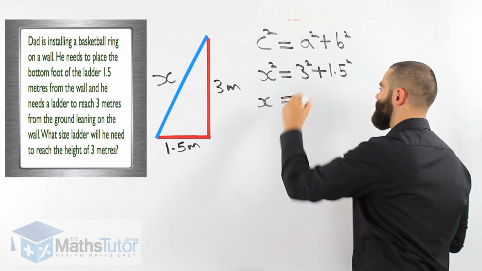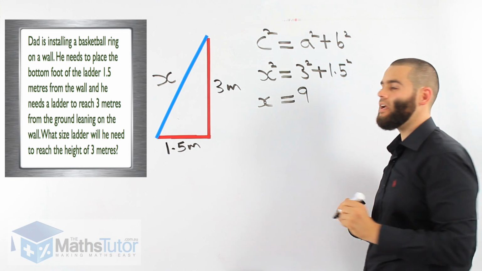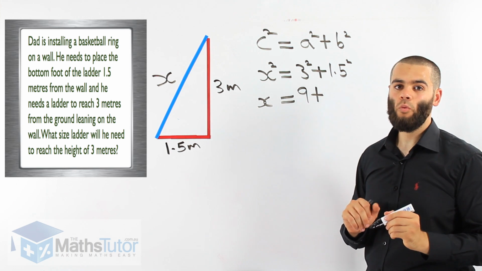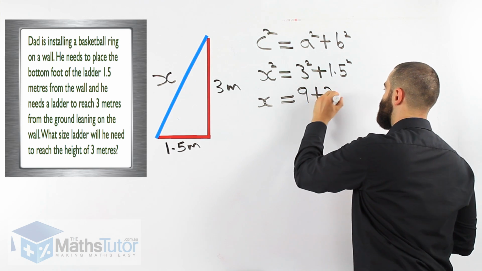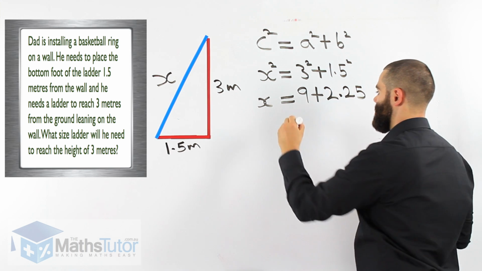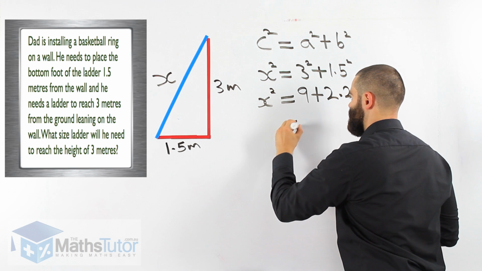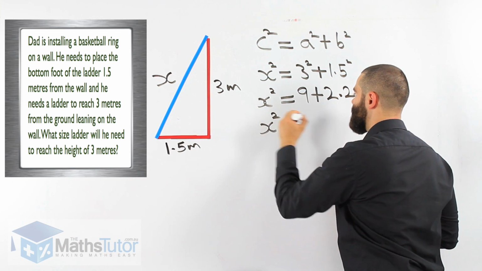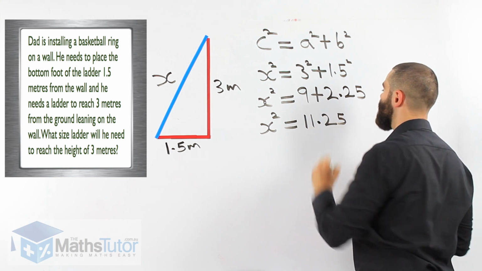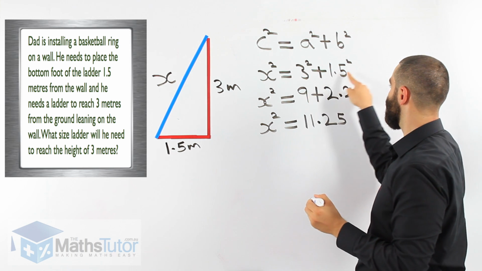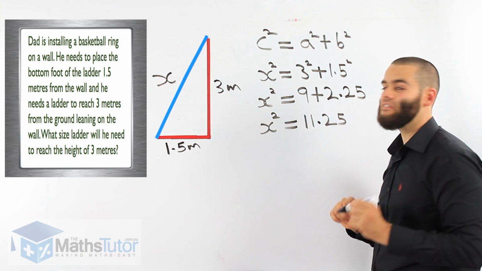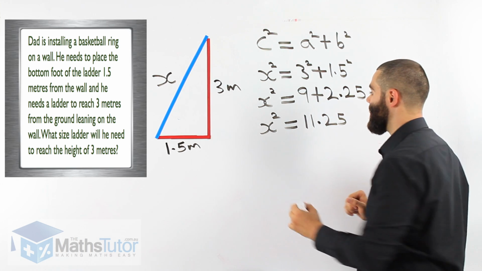Three squared is 9 and 1.5 squared is 2.25. X squared is 11.25. Now of course you can put that in your calculator in one hit and you're going to get 11.25. X squared is 11.25. What do we do now?